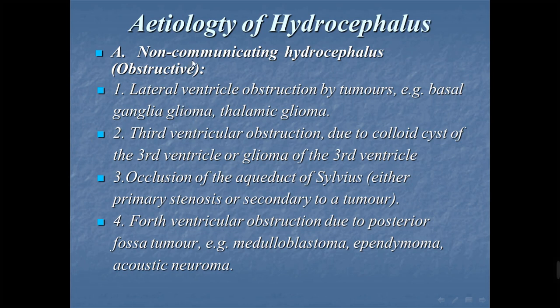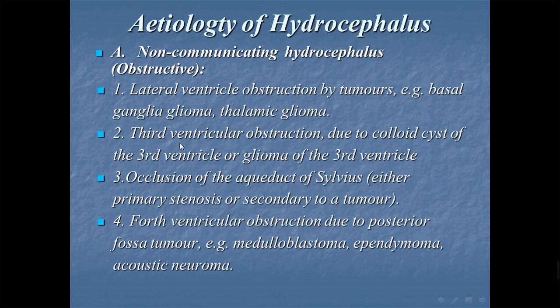Now, what are the causes of non-communicating or obstructive hydrocephalus? First of all, lateral ventricular obstruction by a tumor, for example, basal ganglia glioma or thalamic glioma. What are we going to suspect in this case? If the tumor is unilateral, for example, a thalamic glioma or basal ganglia tumor on the right or left side, one side only, there will be dilatation of that ventricle and push to the other side. And for example, occlusion of the single foramen of Monro between the lateral and third ventricle causes dilatation of the above ventricle with pushing of the other ventricle to the other side.